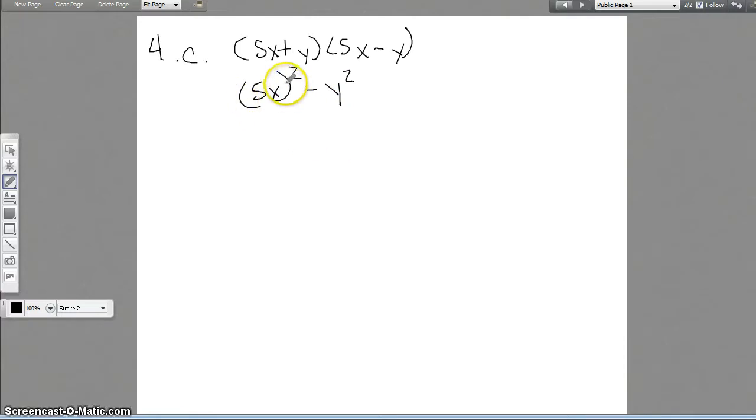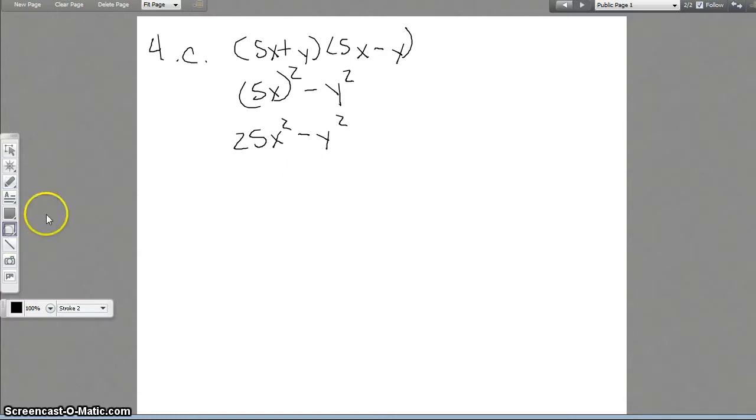What is 5x quantity squared? Remember, we have to square the 5 also because it's inside of the parentheses. So 5 squared is 25. The x squared is just x squared. And then we subtract y squared. So that's how we get 5x plus y times 5x minus y.